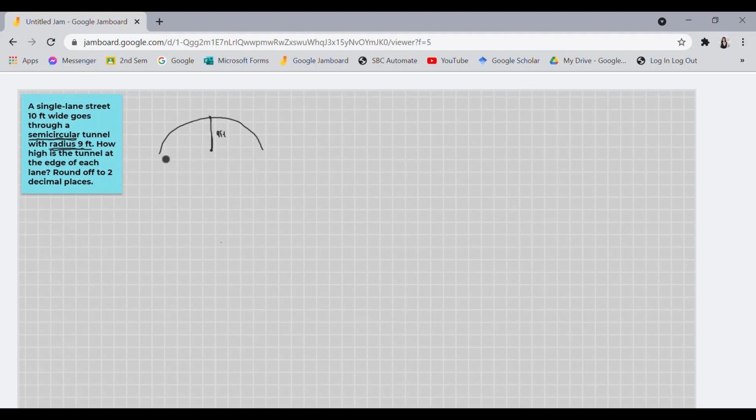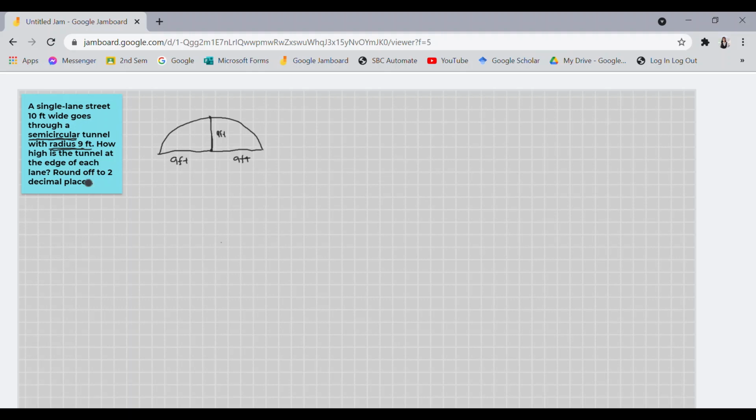So in the tunnel, from the middle part going up, that is 9 feet. From the middle part going to the right side, that is still 9 feet. Same goes with going to the left side, which is still 9 feet.